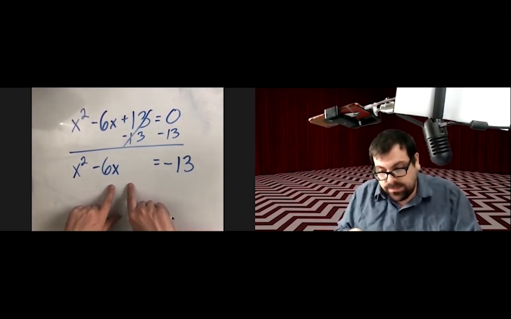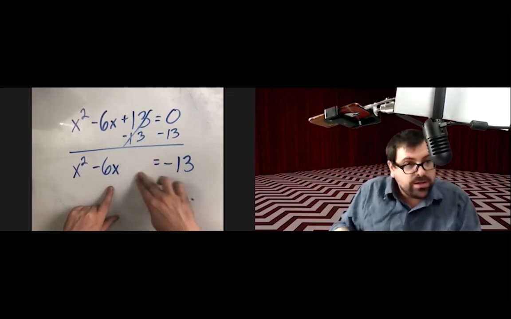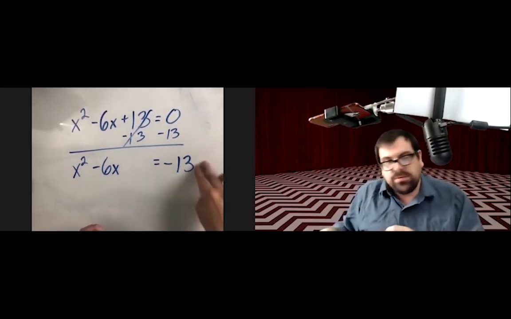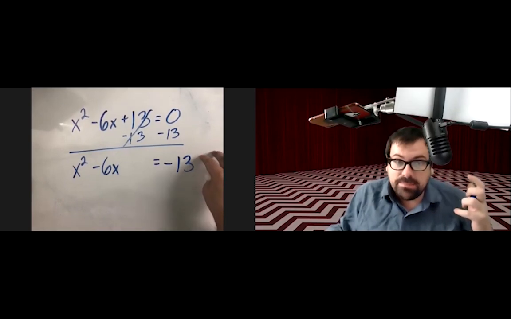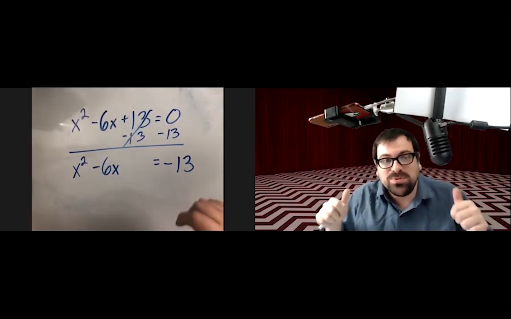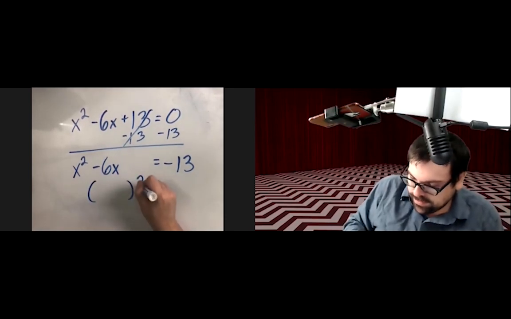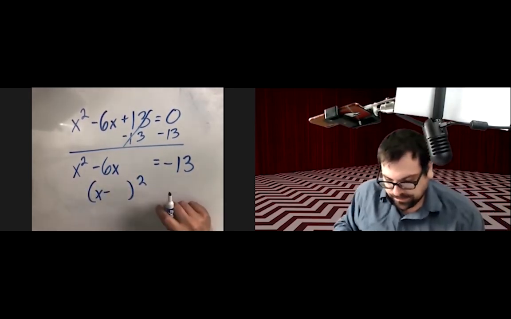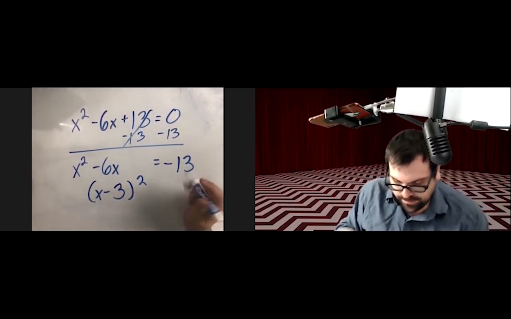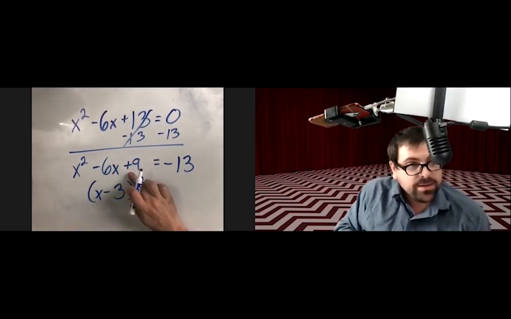Here's the catch. Just like subtracting 13 from one side means we have to subtract 13 from the other, when we create this number that completes the square and we magically put it on the left, we also need to add it to the right because there isn't magic in algebra. Whatever we do on one side, we have to do to the other. It's the rules. So let's complete the square. It's going to be an x minus. Half of 6 is 3. 3 squared is 9. So plus 9.